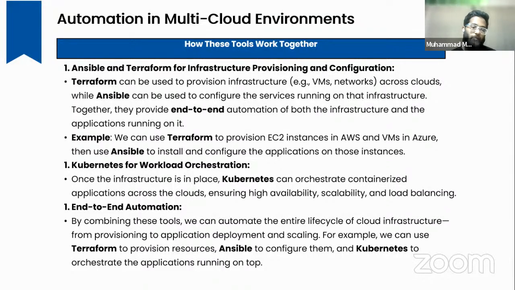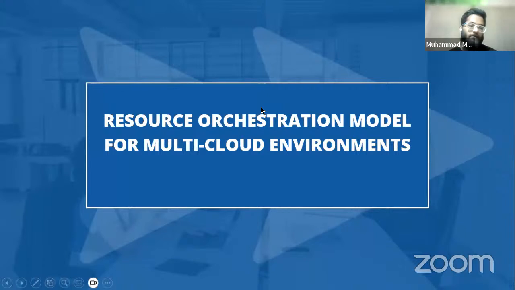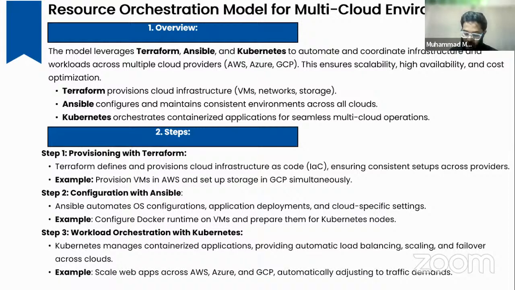So for end-to-end automation, by combining these tools, we can automate the entire life cycle of cloud infrastructure from provisioning to application deployment. For example, we can use Terraform for provisioning resources, Ansible to configure them, and Kubernetes to orchestrate the application running on top. So the next topic we need to cover is the resource orchestration model for multi-cloud environments. So let's discuss the resource orchestration model.